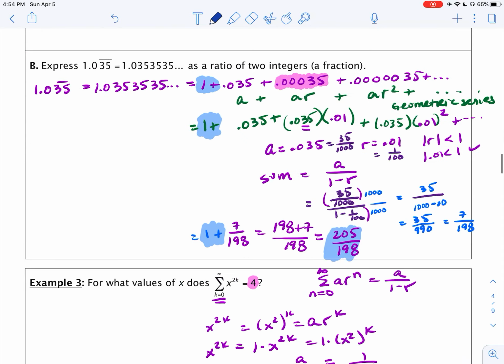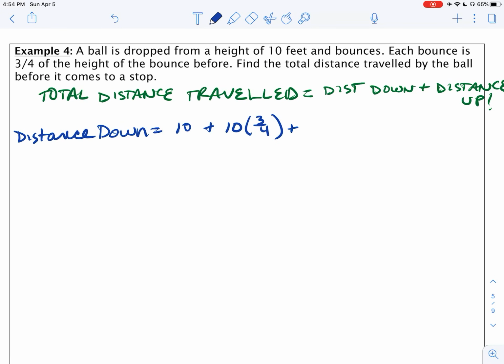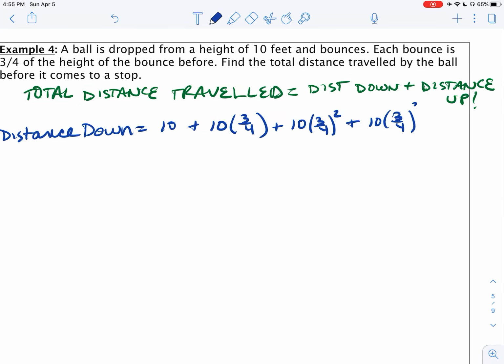Oh, sorry about that. Just kind of moved it a little bit. So when it goes back up again, it's going to go 3/4 of the 10 and 3/4. And if you do 3/4 of something, you're multiplying by 3/4. So we would end up with 10 times 3/4 squared, and again, going back down again, it only goes back up 3/4 of the distance, and so it will travel again back up, dot, dot, dot.